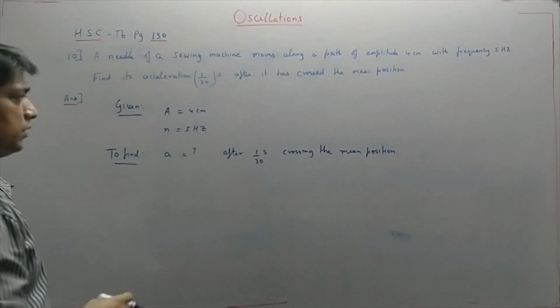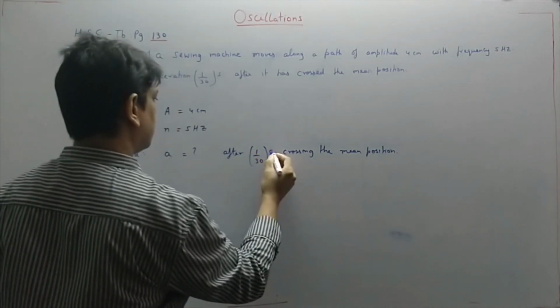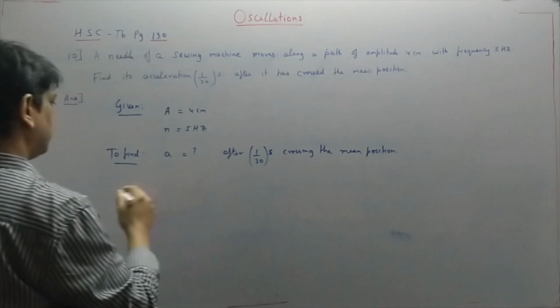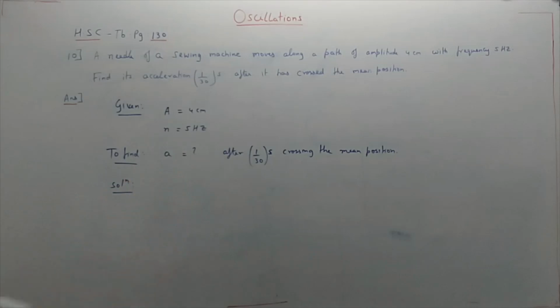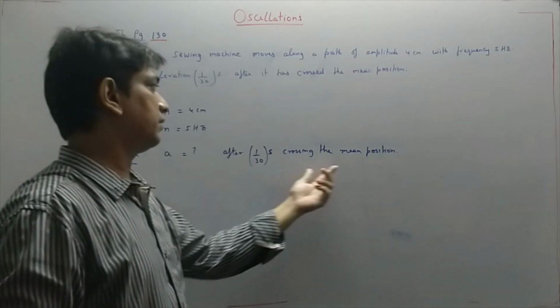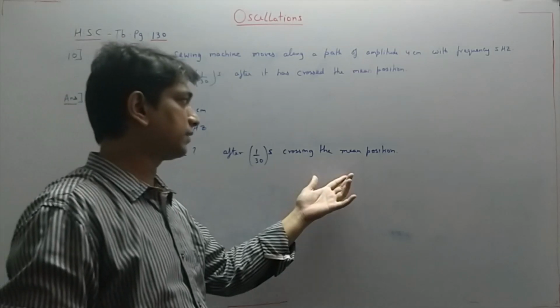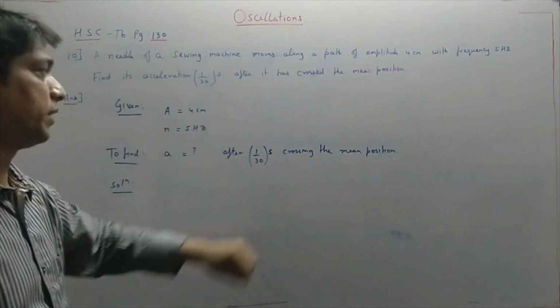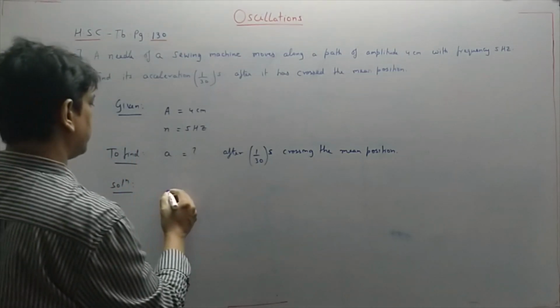After 1/30th second of crossing the mean position, what will be the acceleration? Initially we use the formula: acceleration is omega square x, or maximum acceleration is omega square a, but at any point acceleration is omega square x. Since x is measured from the mean position, we take x as a sin omega t. The requirement is omega. Omega is not given to you, but we can find it. So the first thing we find is omega.